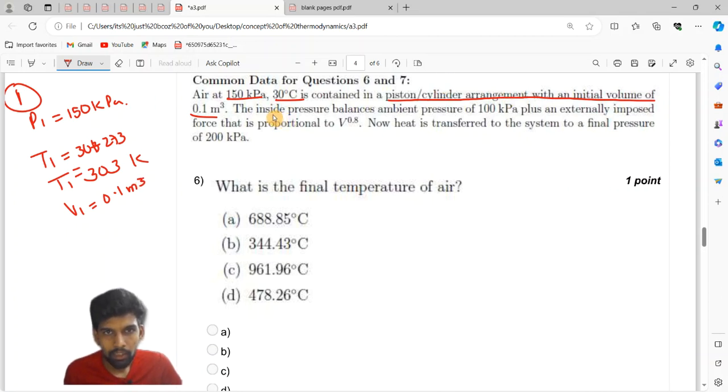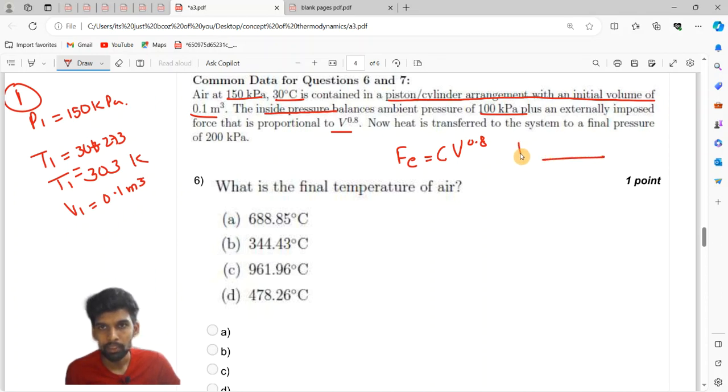And another thing that they have given, inside pressure balances the ambient pressure of 100 kPa plus externally imposed force that is proportional to V raised to power 0.8. So externally imposed force is Fe, which is proportional to V to the power 0.8, so some constant C times V raised to power 0.8. And also it is balancing the atmospheric pressure, that is 100 kPa.